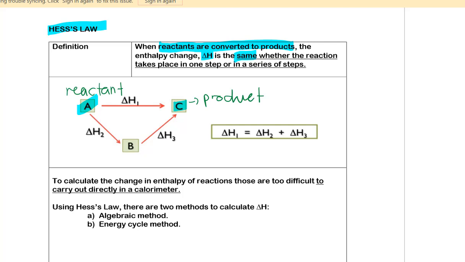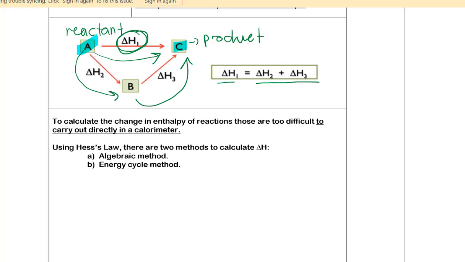According to Hess's law, when reactant is converted to product, delta H, the heat of reaction, will be the same whether the reaction takes one step or a series of steps. So A turns to B and B turns to C. So delta H1 is equal to delta H2 plus delta H3. It is used to calculate the change in enthalpy for reactions that are too difficult to carry out in a calorimeter.